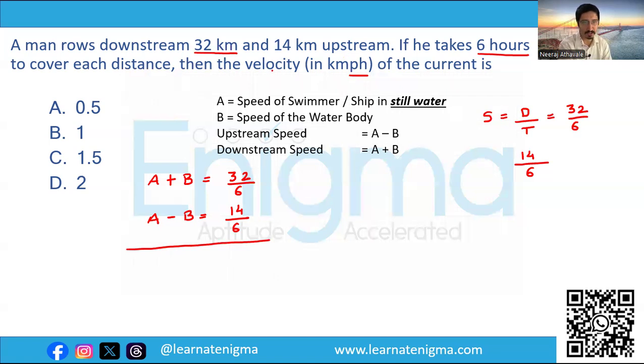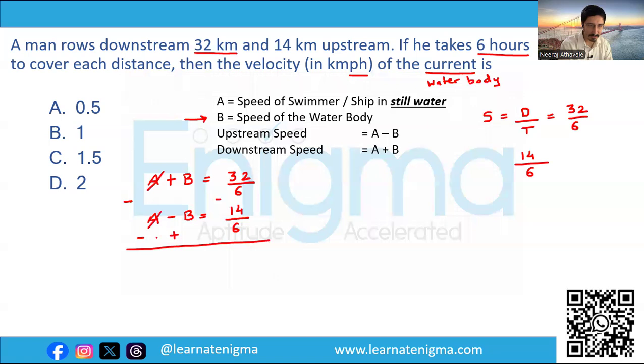Now the question asked is the velocity of the current. Current, that means it's a water body. So that means we have to find the value of B. When we have to find the value of B, we need to subtract the second equation from the first. So this becomes minus, this is plus, and this is minus.